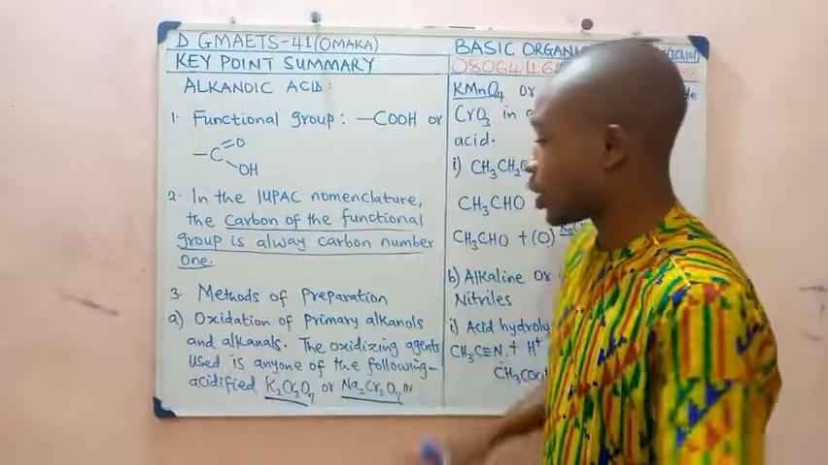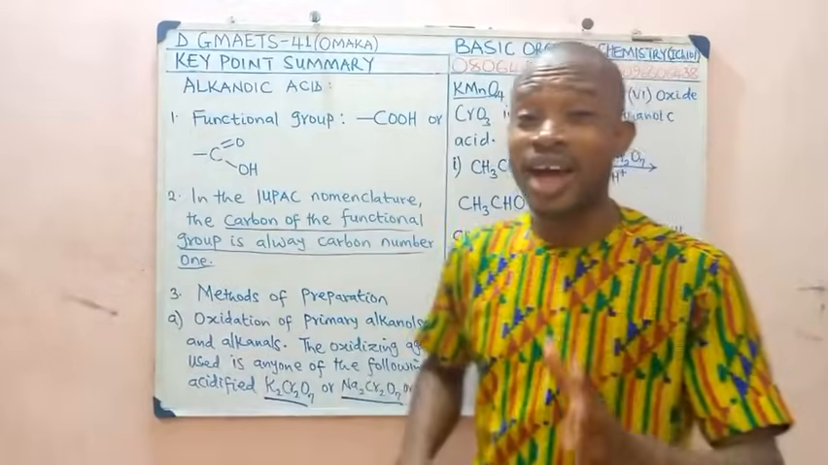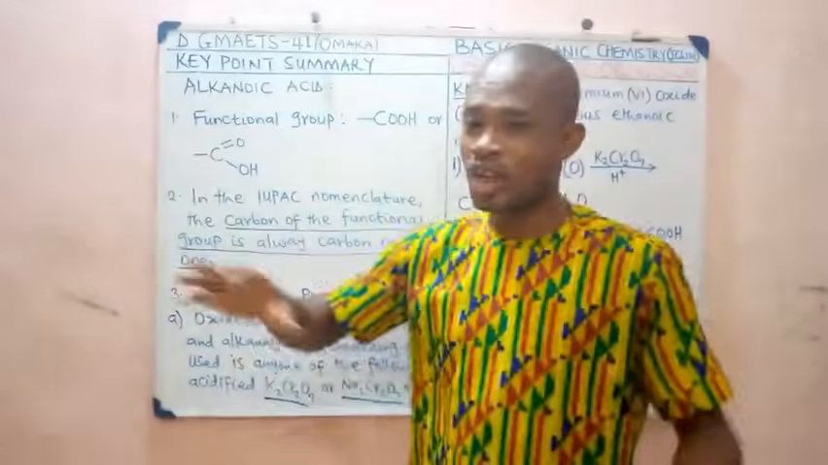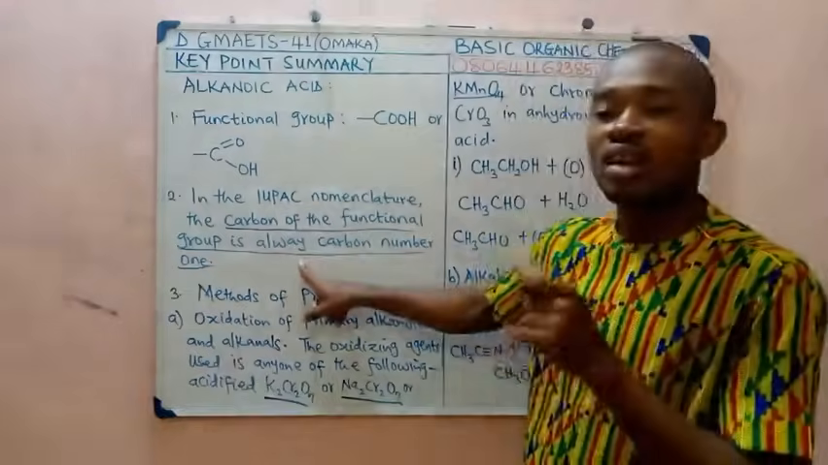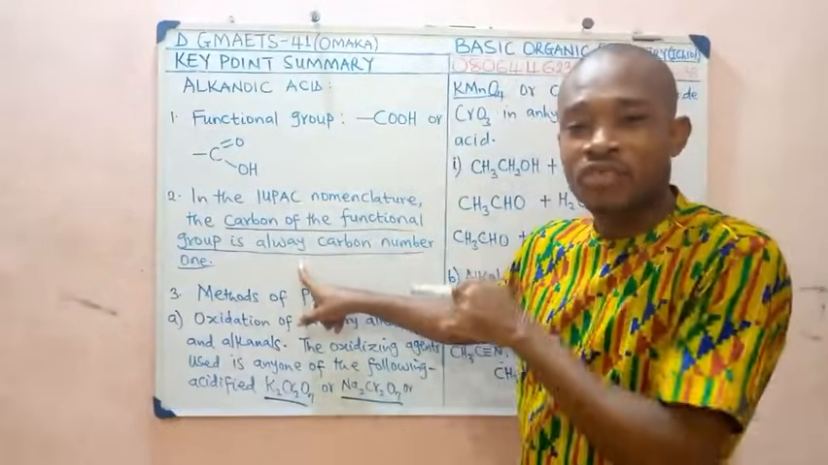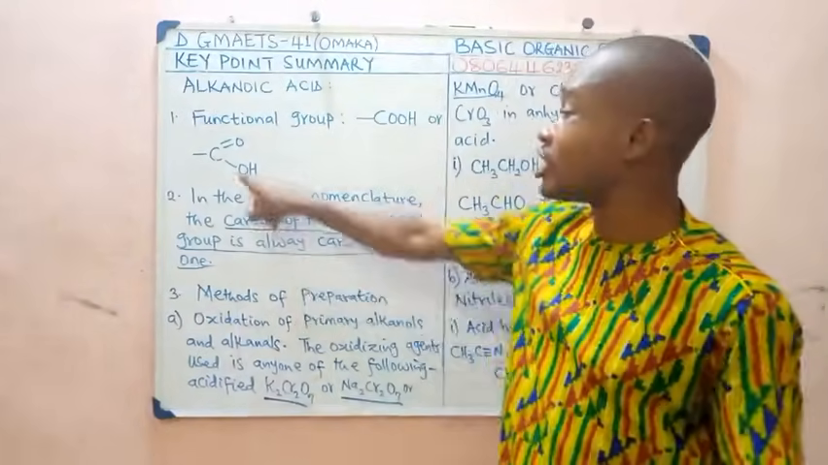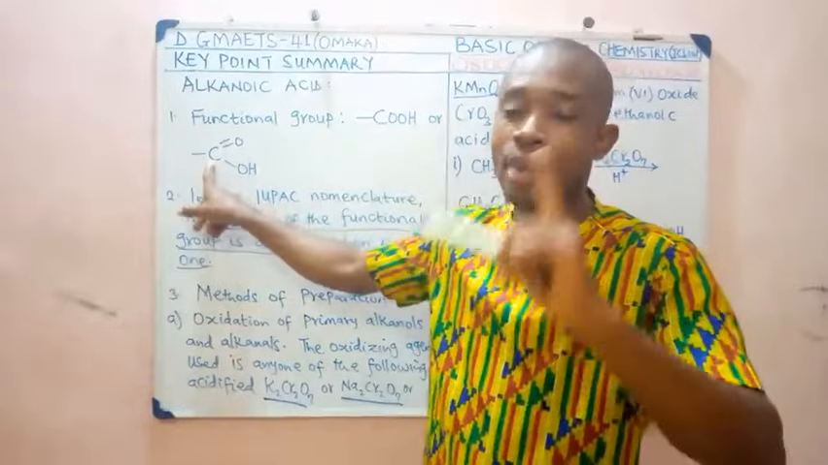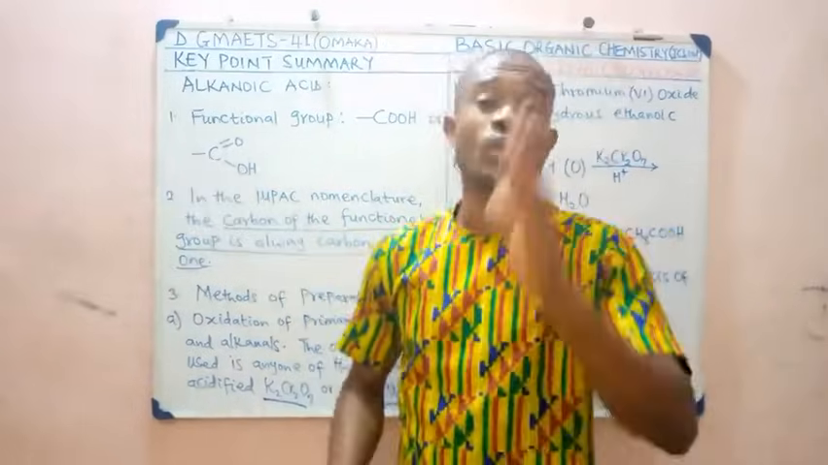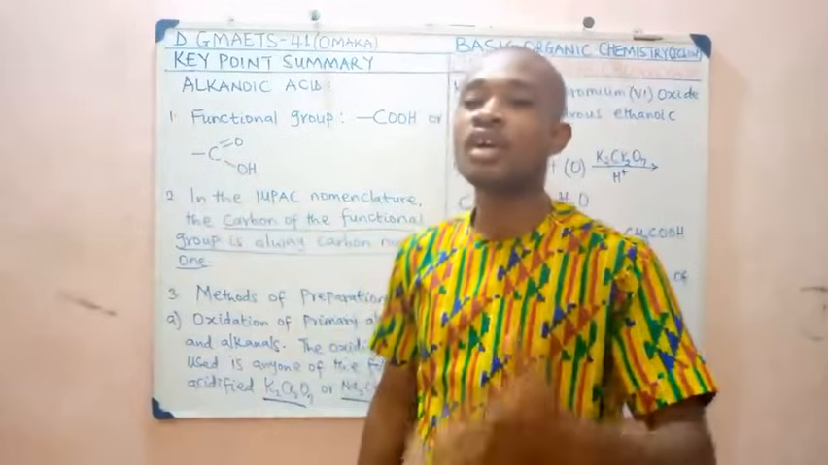So in this video, we quickly want to look at the methods of preparing alkanoic acid. Their functional group, we don't have a problem with it, look at it. Also, in their IUPAC nomenclature, the point I emphasize is for you to know that this carbon, COO, is always number 1. That is the carbon of the functional group in alkanoic acid. It's always carbon number 1. It's a terminal functional group.